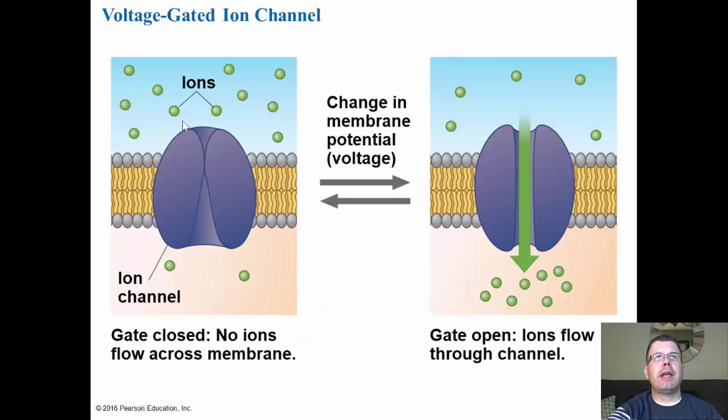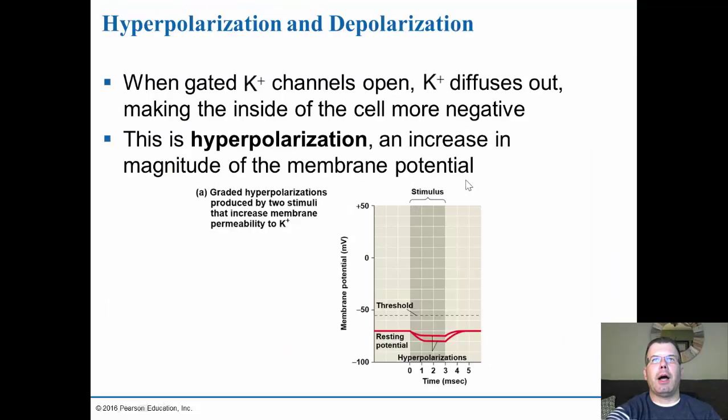Now, with the voltage-gated ion channel, you have the ions on the outside. The gate is closed, so the ions can't move through. When you have a change in the membrane potential, it opens up the gated channel, which now allows the ions to flow in and change the charge inside the membrane. We're really going to see this with the sodium. The sodium channel is going to open up during the action potential, allowing sodium to come in, which will change this from a negative charge out here to a positive charge, and this is going to become negative, where it was once a positive charge out here. So you're going to have a flipping of the charges when we see this response. Now, when the gated potassium channels open, potassium diffuses out and it makes the inside of the cell more negative.